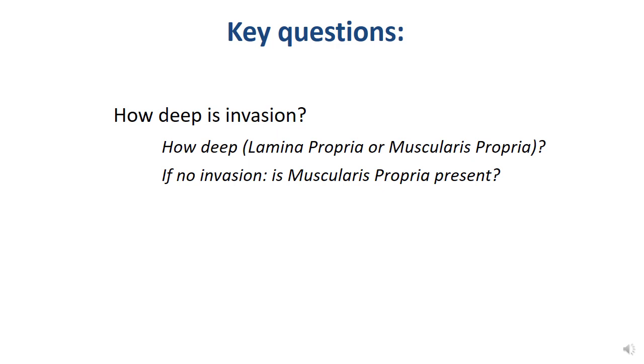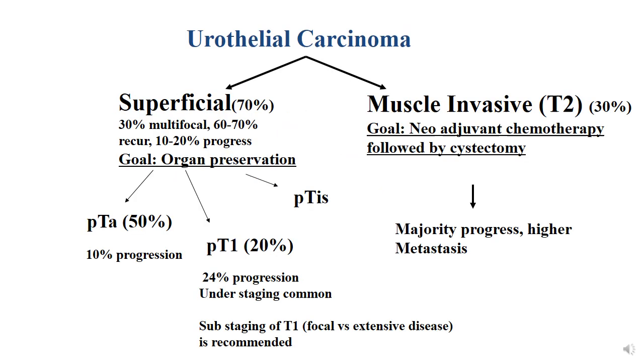My next important question is, if there is invasion, how deep is the invasion? Is this in lamina propria or muscularis propria? And if there is no invasion in the biopsy, do I have a normal muscularis propria? Again, that's an important question to ask, because even though you may not see invasion, it is very important to document this particular feature in your report for the proper evaluation of the representativeness of the biopsy.